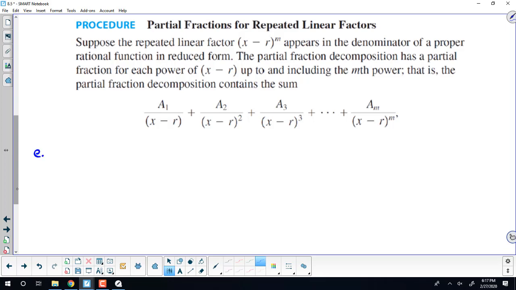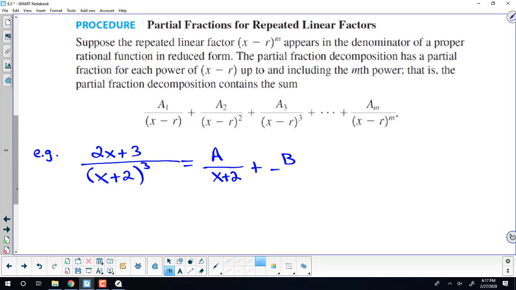So, for example, if we have 2x plus 3 over, I don't know, let's say (x plus 2) cubed. We've got a repeated linear, so we would say that's equivalent to a over x plus 2 to the first, plus b over (x plus 2) squared, plus c over (x plus 2) cubed. So for something like that, we would have to solve for a, b, and c.